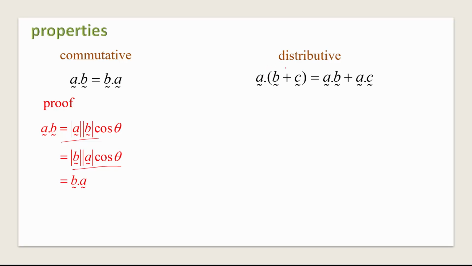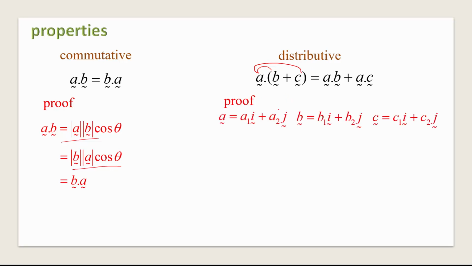So here, we have one pair of brackets to expand. We multiply, or take the dot product of, the first two terms and then the second two. The proof of this is slightly longer, but not too difficult. Let's work it out. We can write vectors A, B, and C in component form in terms of unit vectors i and j.